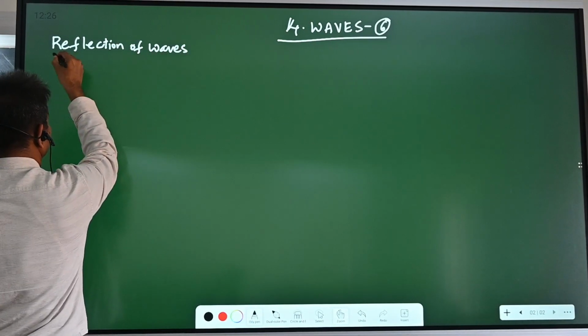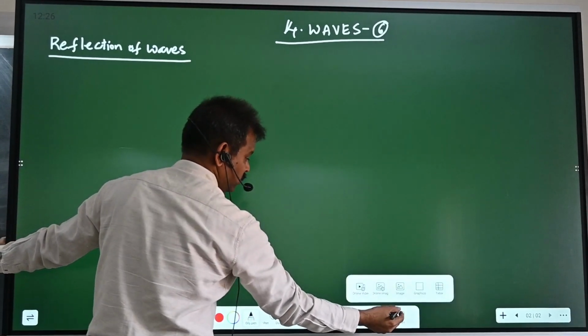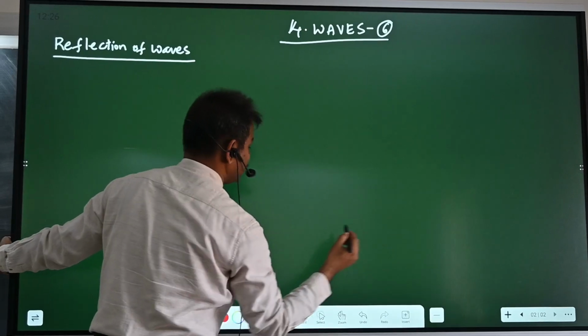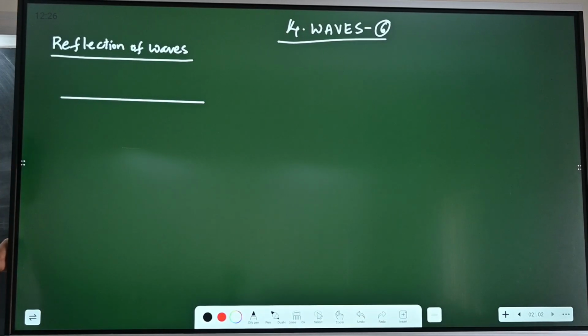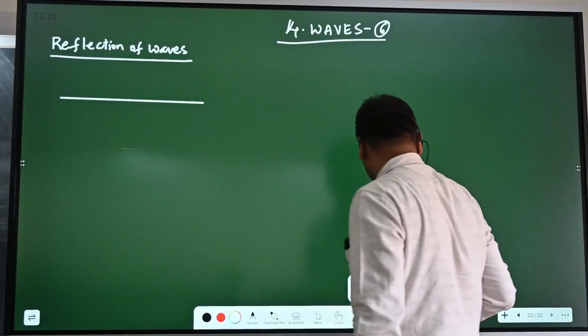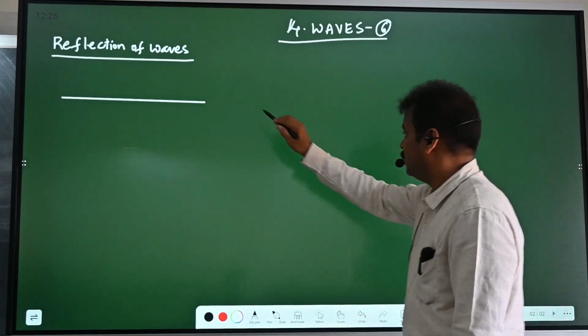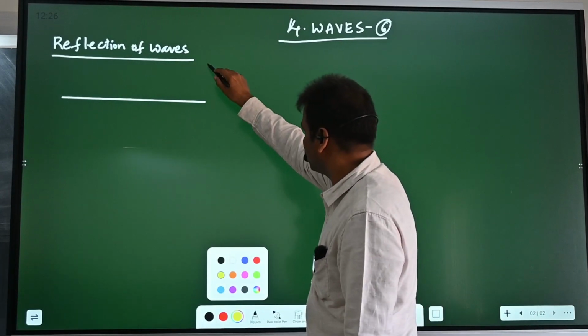Reflection of waves. In this case, students, I am taking a string and it is striking a denser medium.